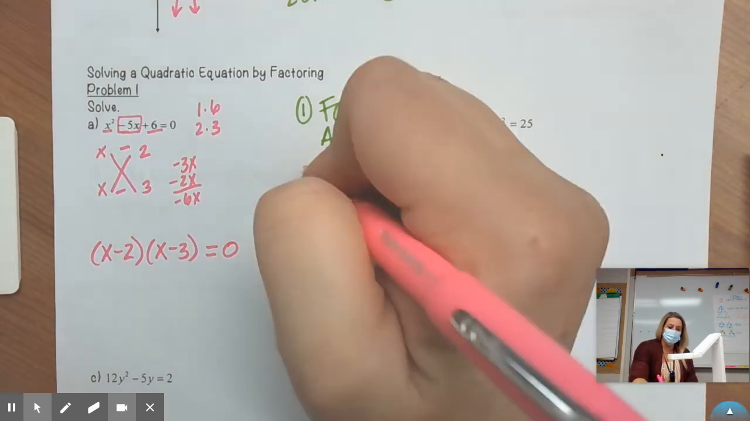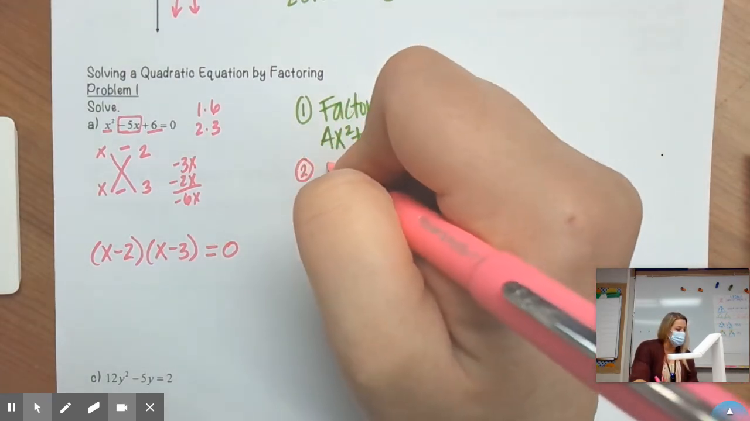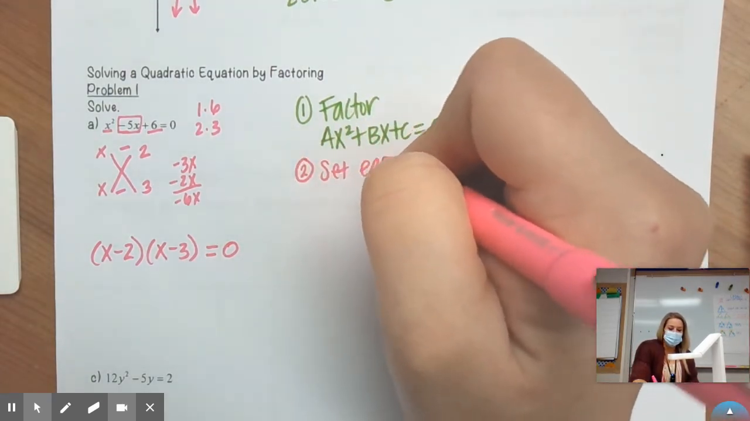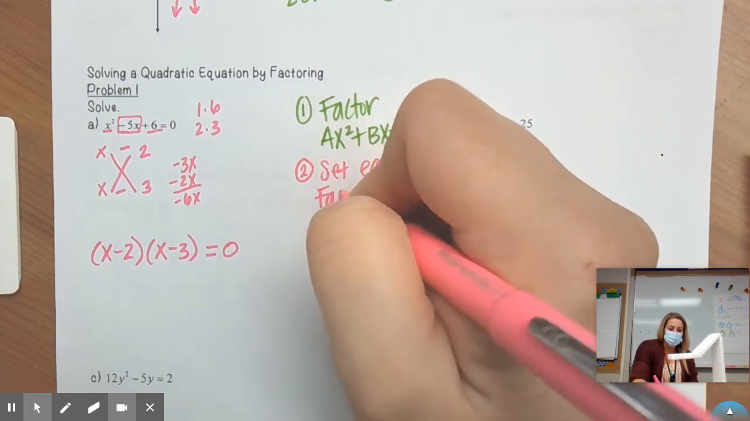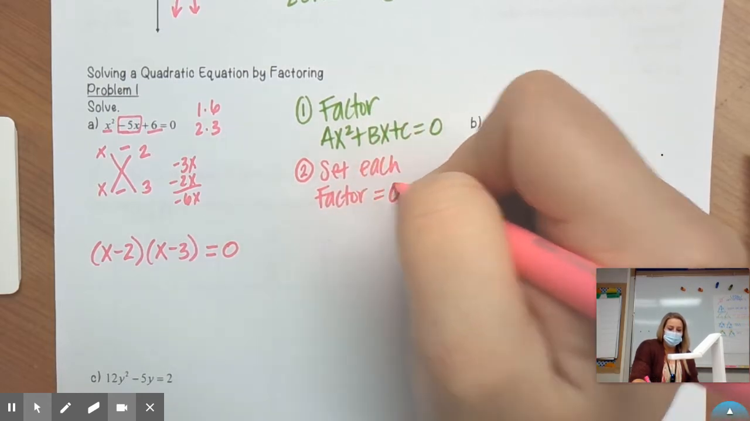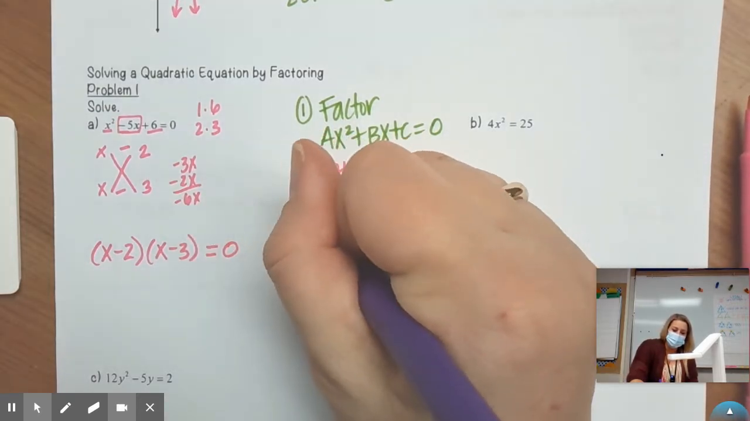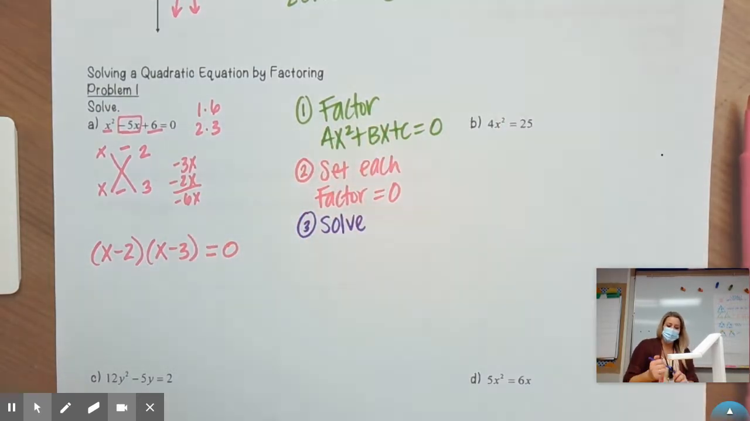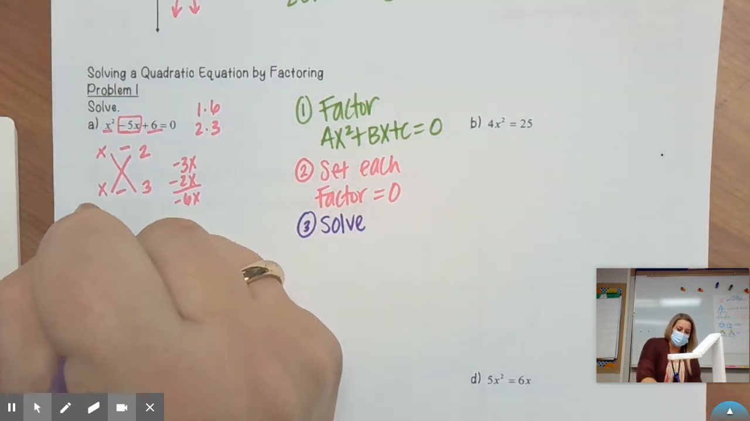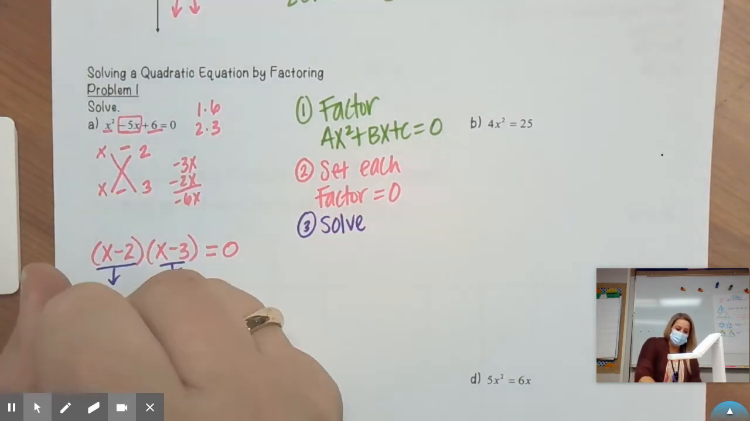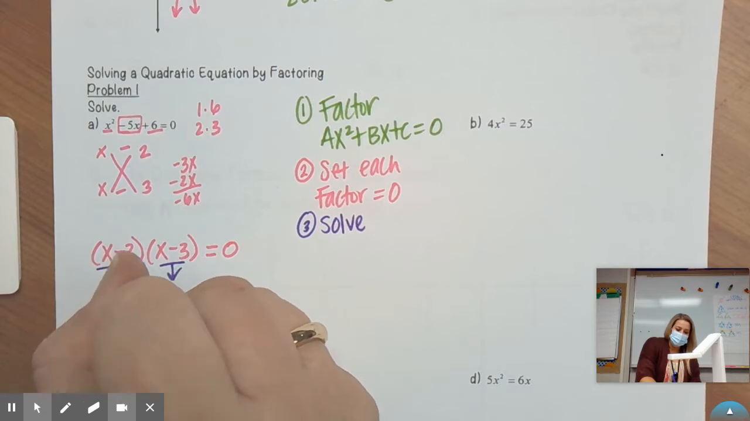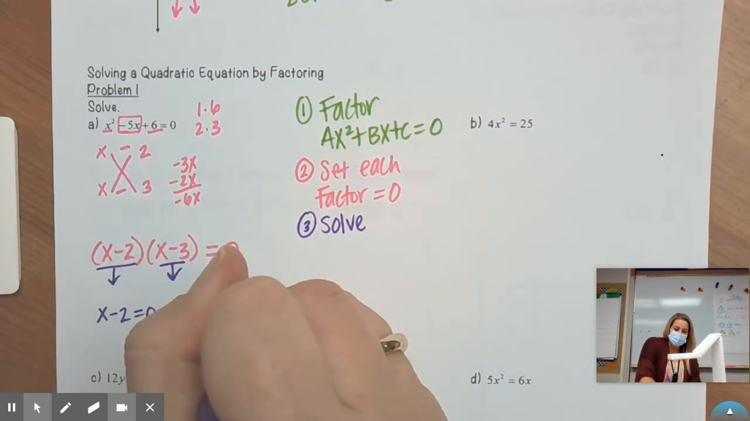Now what we're going to do is step number 2, which is to set each factor equal to 0. And then the third thing we're going to do is solve. So however many factors you see is how many solutions you're going to have. Okay, so in this case, we've got these 2 here, 1, 2. So x minus 2 equals 0, and x minus 3 equals 0.